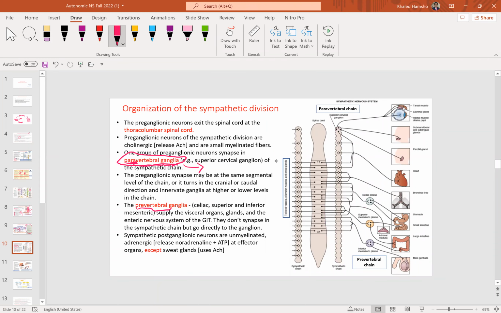And one last thing is that sweat glands for some reason use acetylcholine. I don't know why, but they just do. Instead of using norepinephrine, they use acetylcholine. This is just a point of memorization. There's no understanding to be done here.